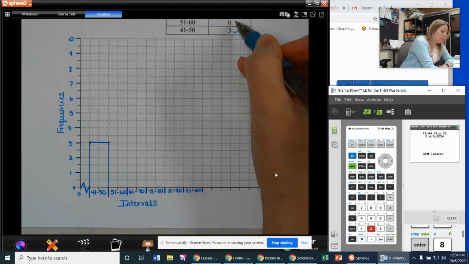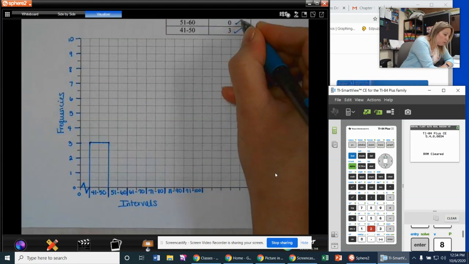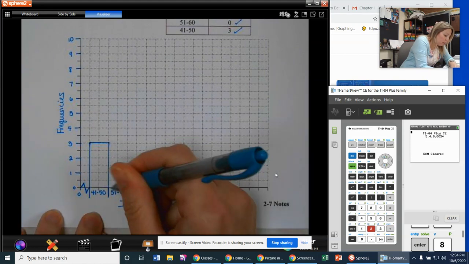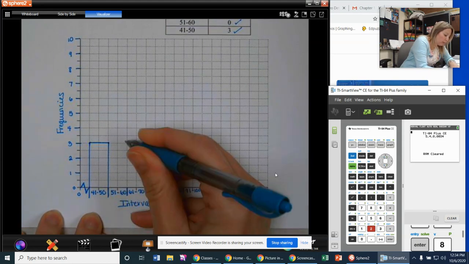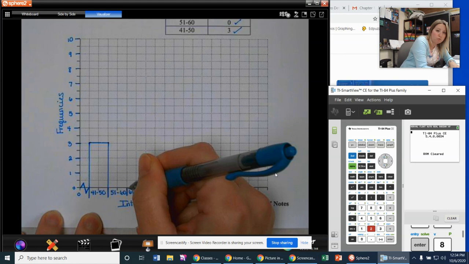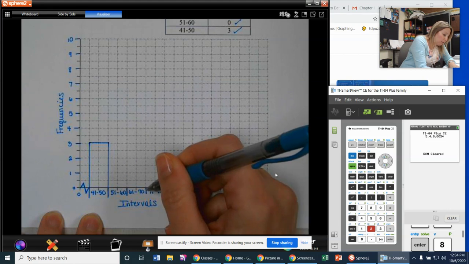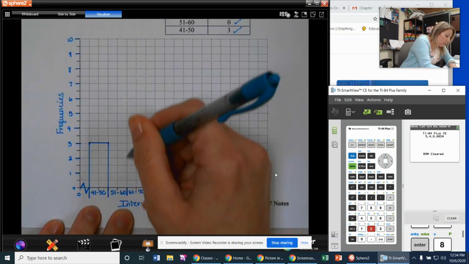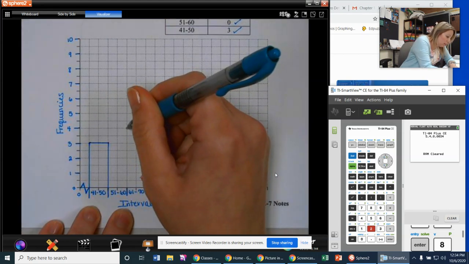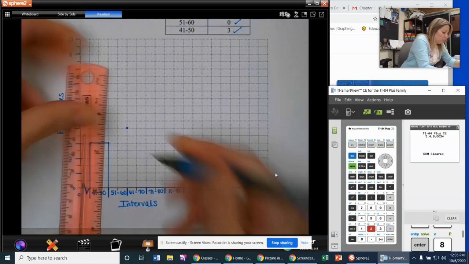Now, the next interval has a frequency of 0. So I have the bar created already. It's right there. Okay, that bar isn't going to go up any further. It has a frequency of 0. Nobody got between a 51 and a 60 on this test. Now the next one is 4. So let's find where 4 is right here. Okay.